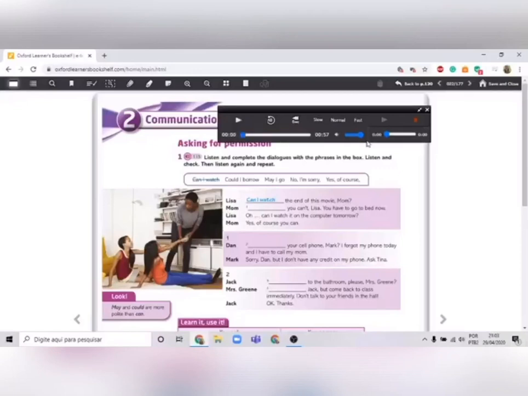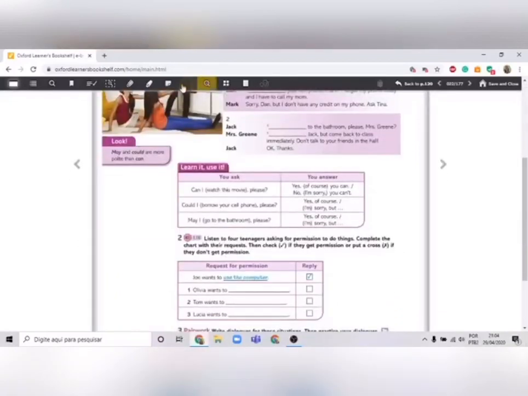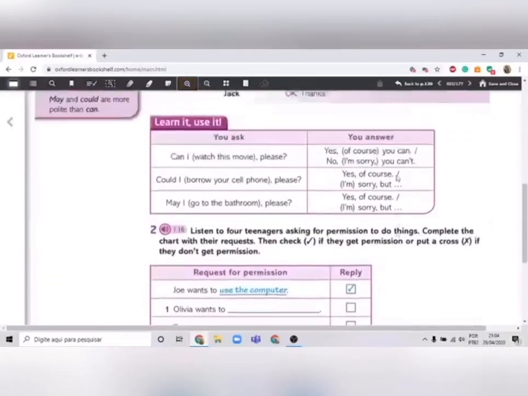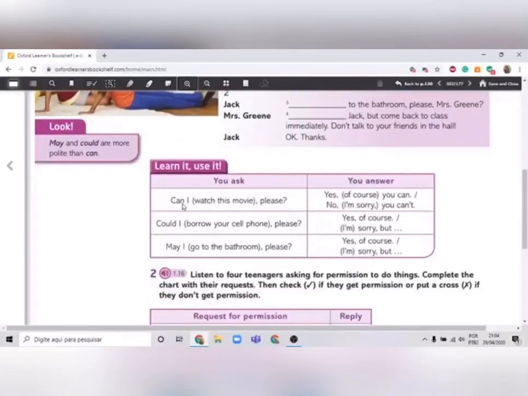So we have some ways of asking for permission. We can use can, could, and may. So we can see it here. So here we have can I, please. Could I, please. May I, please. And we have two answers, yes and no. And when we use can, the answer is with can. Yes, you can. No, you can't.